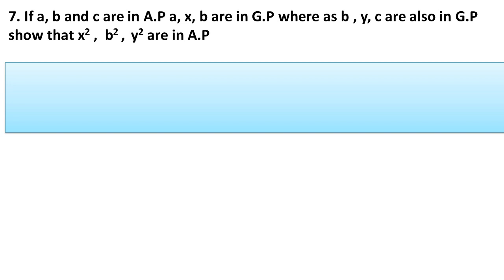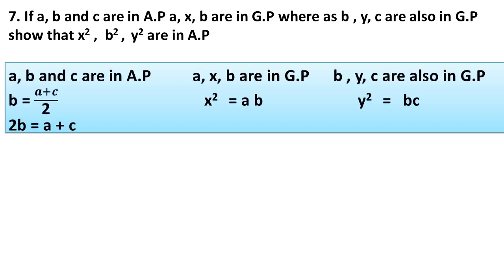A, B, C are in AP. If A, B, C are in AP, we can say that B is equal to A plus C by 2, or it can be written as 2B is equal to A plus C according to the properties of AP. The second result, A, X, B are in GP, that is x square is equal to AB. Similarly, B, Y and C are also in GP, that can be written as y square is equal to BC.